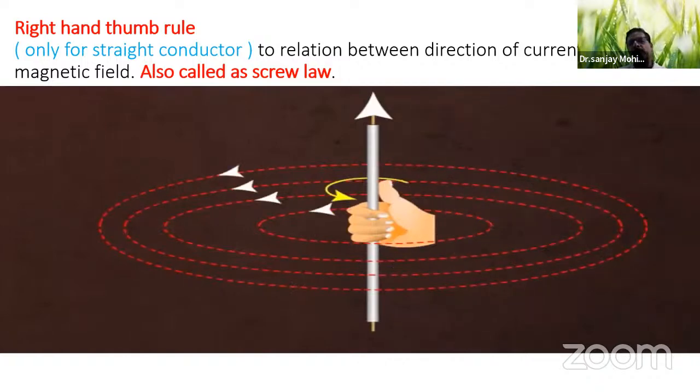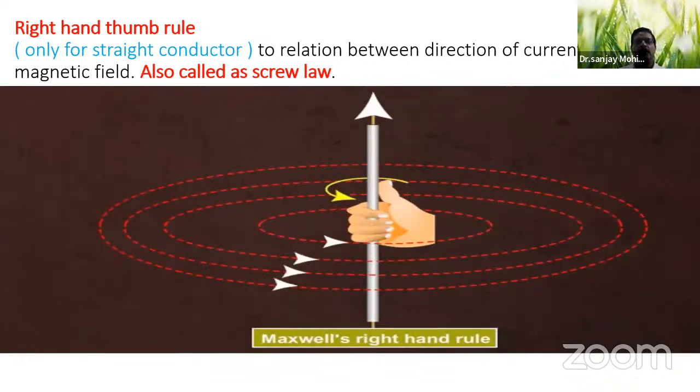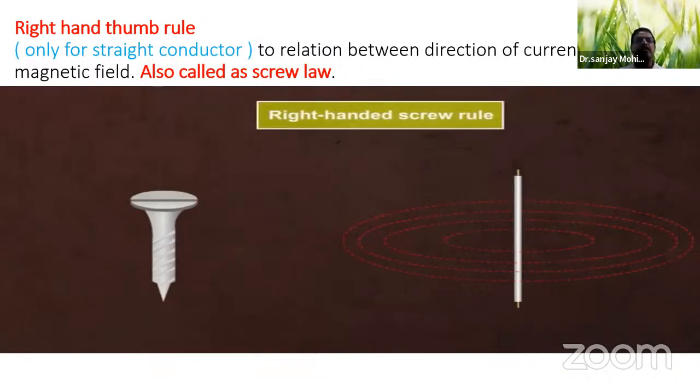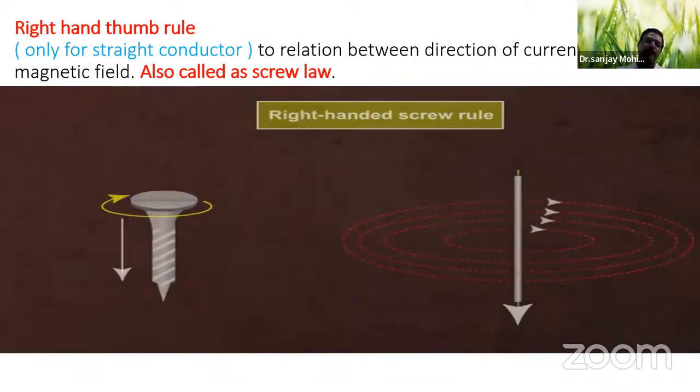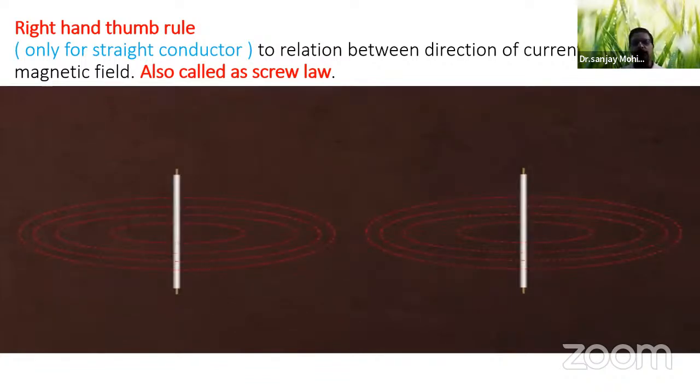If the direction of the current is upward, then the direction of the magnetic field is clockwise, and the opposite for the other direction, which is also called Maxwell's screw law. How can we compare with Maxwell's screw law? You can see the screw. When you press the screw, it goes in the downward direction. This downward direction shows the direction of the current, and the screwdriver is rotated to move the screw. If you rotate in the opposite direction, the screw will also move in the opposite direction.